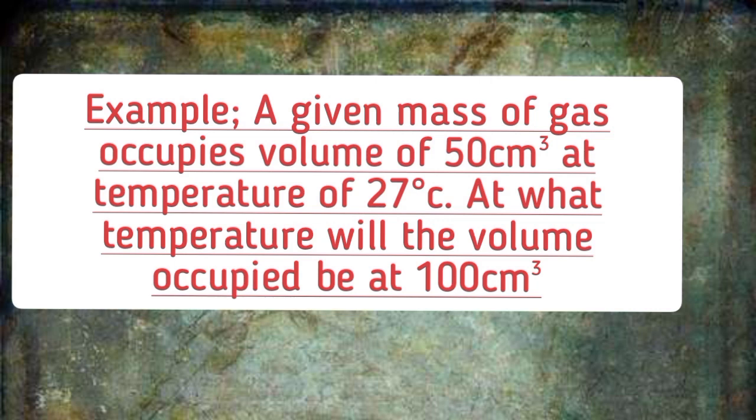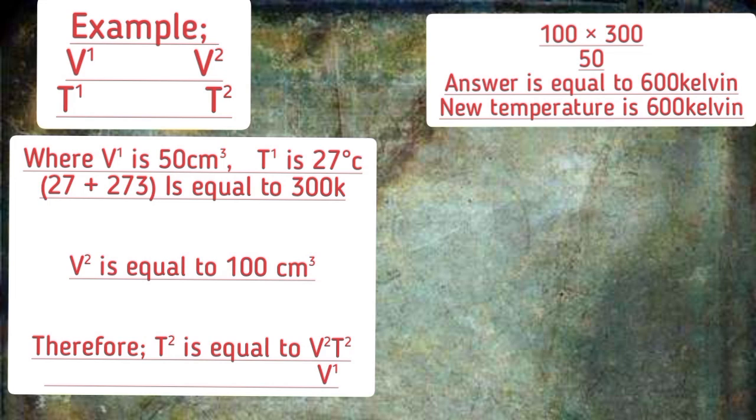Just take note that before you can solve anything in this law, so far you see that degree centigrade, you have to convert it to Kelvin before you can continue your solving. So let's take the solution. You can see, V1 all over T1 equals V2 all over T2, where V1 is 50 cm cube, T1 is 27 degrees centigrade. Then you have to convert this 27 degrees centigrade to Kelvin by adding the 273. That is the constant you must add before you convert it to Kelvin. Then it is equal to what?